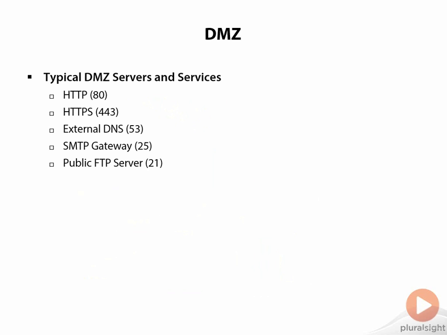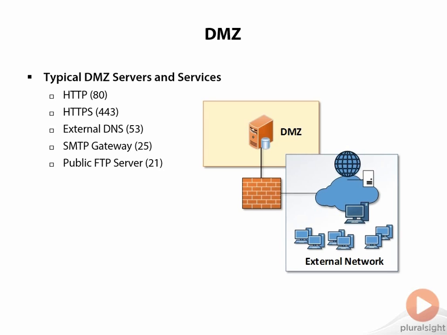I have some of the services listed here, such as web services over HTTP, HTTPS, which is secure web services, external DNS, an SMTP gateway for email, or perhaps a public FTP server, where you might want people out in the general public to be able to either download documents from your company or perhaps upload information. A lot of times they're too big for email, so you would need to have an FTP server set up. Those things are public-facing resources. Again, these things would be within the DMZ, or the demilitarized zone, accessible from the outside network.